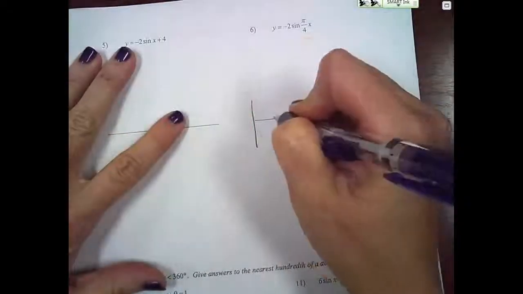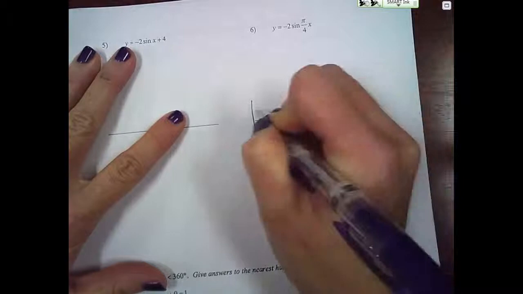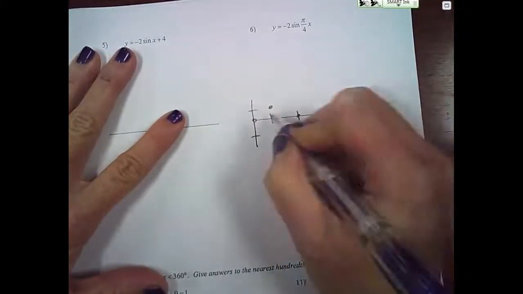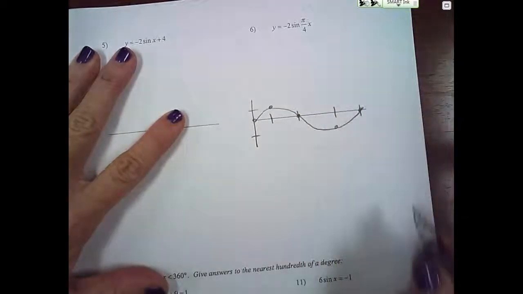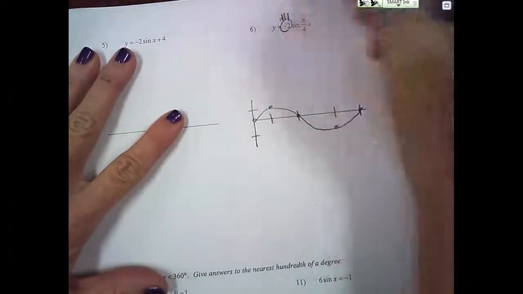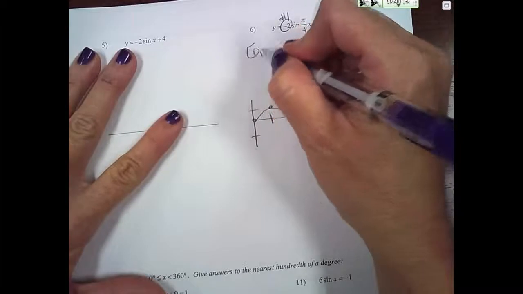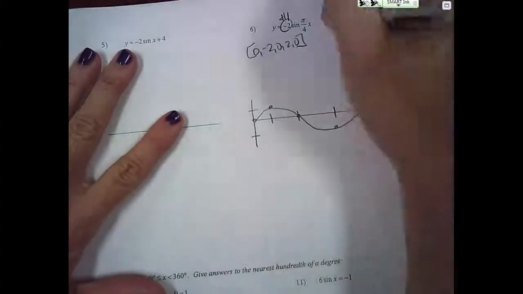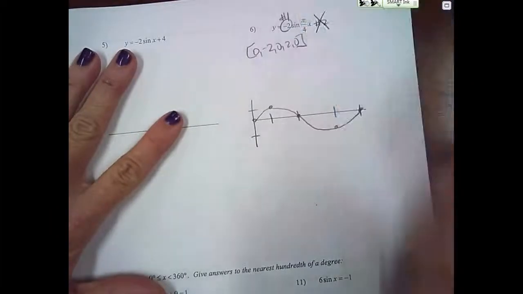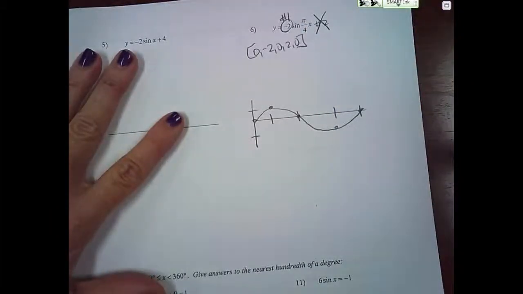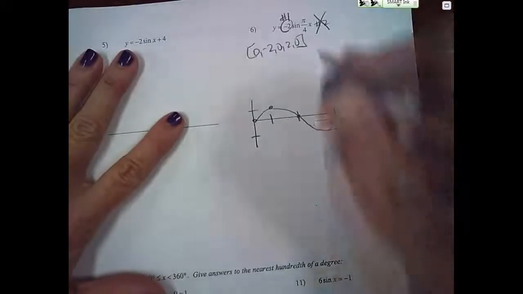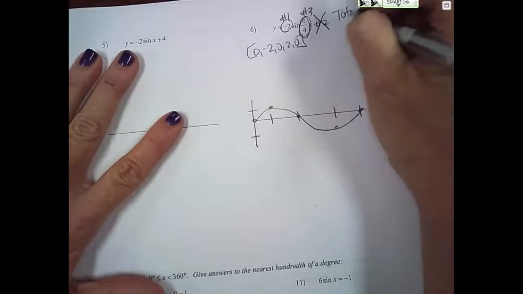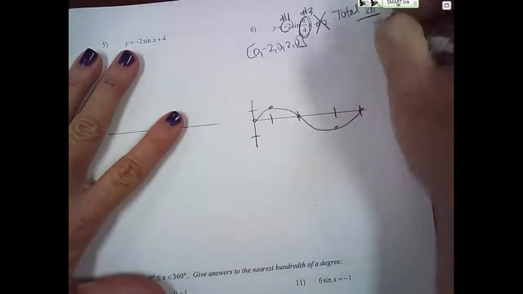The original graph is sine. Step 1 is your amplitude. Your new amplitude would be here. Step 2 is up and down. There is no up and down, so we're just going to leave our regular axis. And then step 3 is your period. Well, my total period normally is 2 pi. I'm going to divide by pi over 4.